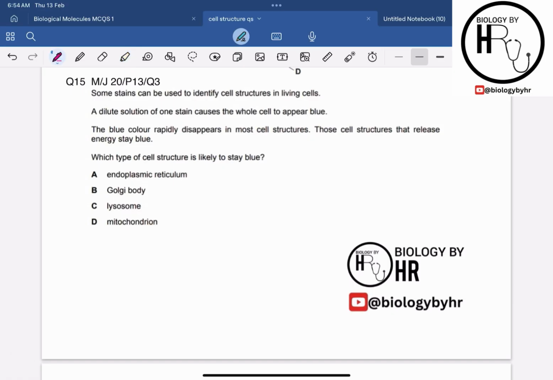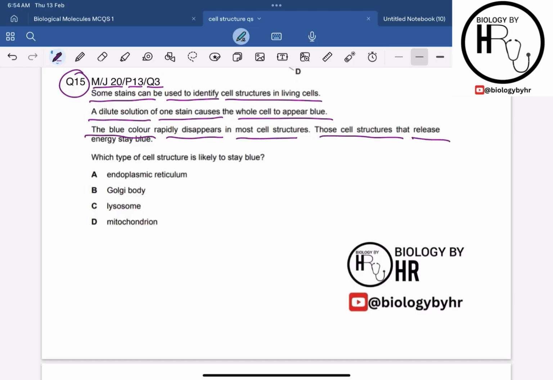Alright, so now let's move on to question number 15, from May June 2020 paper 1-3 question 3. It says that some stains can be used to identify cell structures in living cells. A dilute solution of one stain causes the whole cells to appear blue. The blue color rapidly disappears in most cell structures, but those cell structures that release energy stay blue. Which type of cell structure is likely to stay blue?